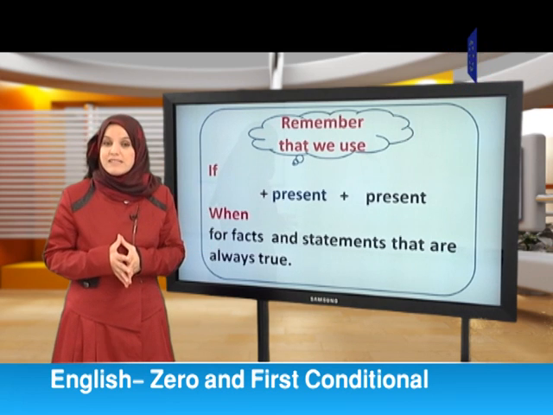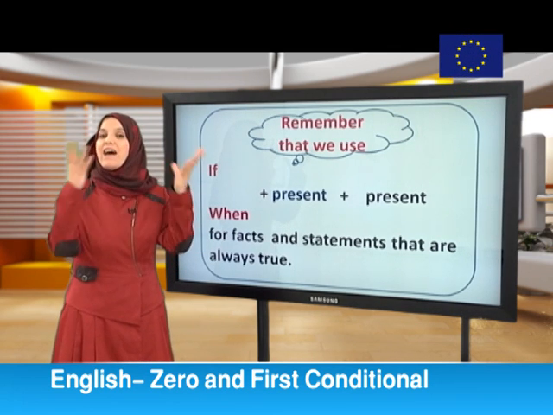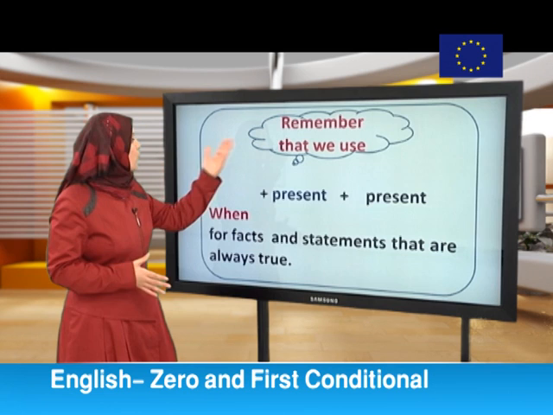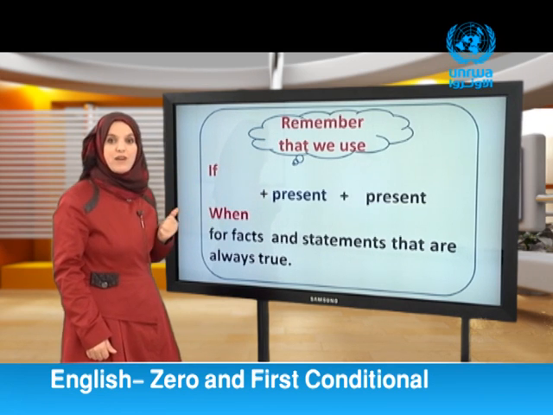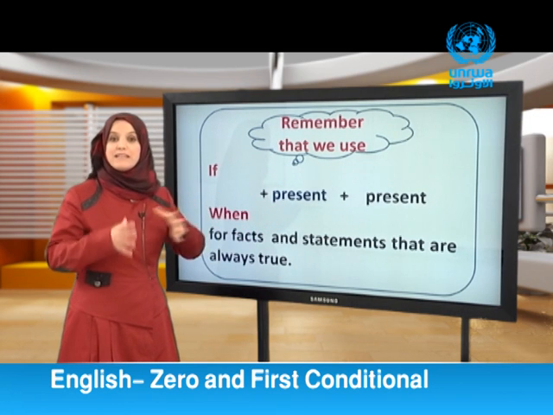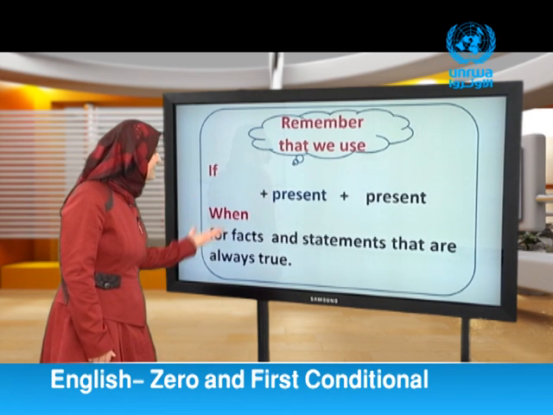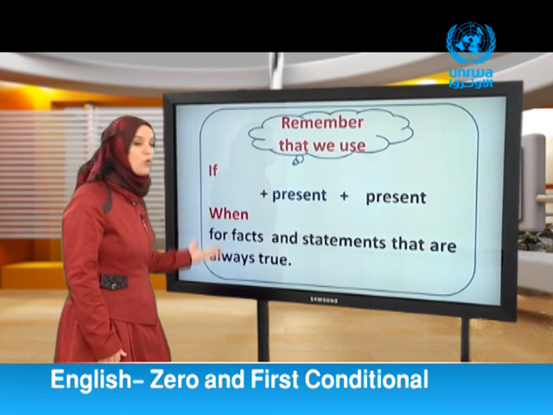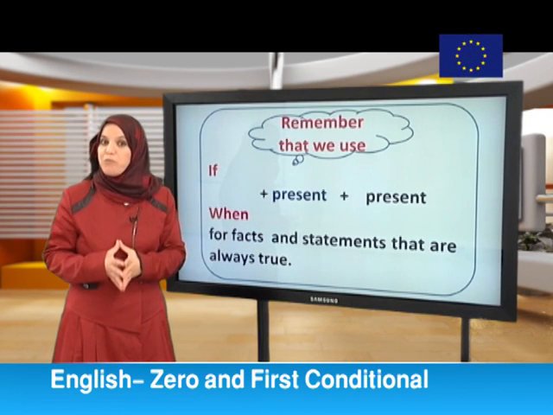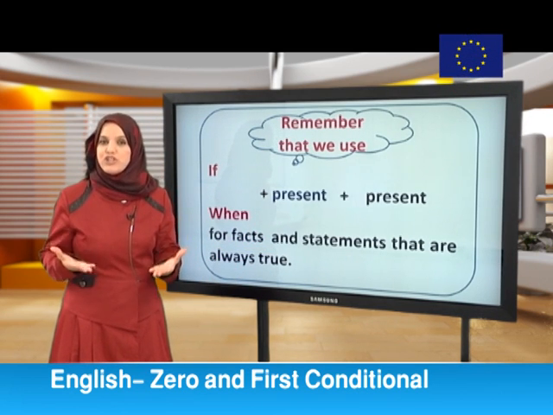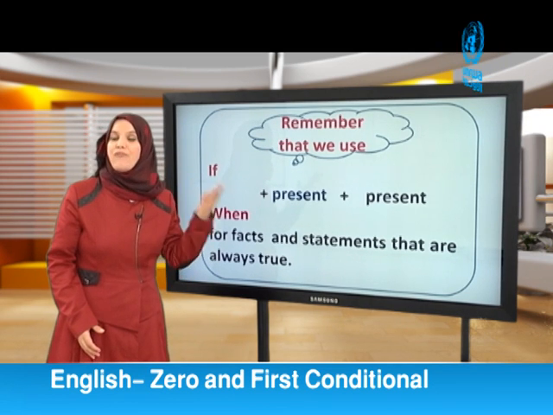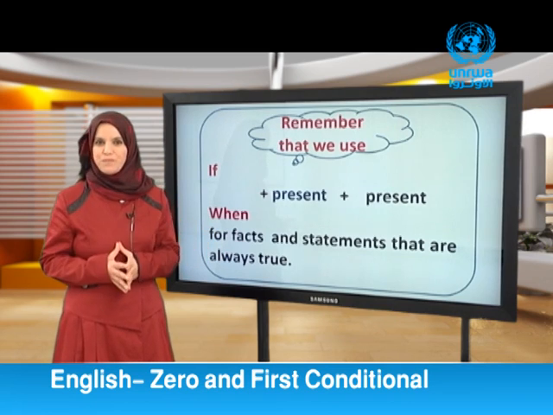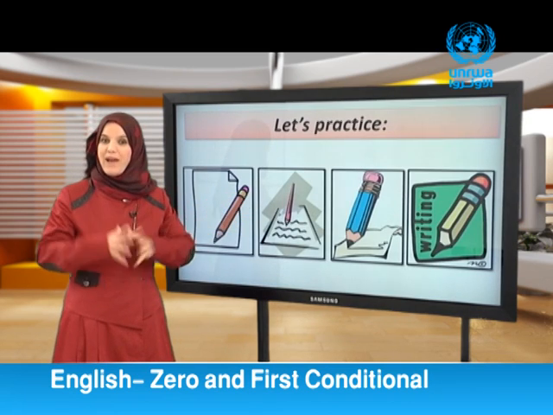Now, dear students, let's revise what we have learned so far. We use if or when plus present simple tense in the condition and present simple tense in the result for facts and statements that are always true. We call these type of sentences zero conditional sentences. They are the sentences that express facts which are always true. Now, it's time to practice.